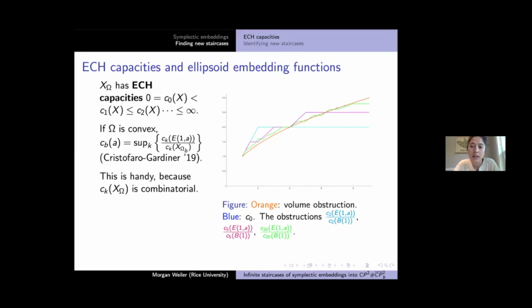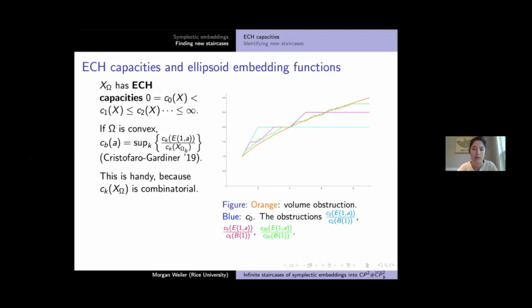This figure illustrates Christopher Gardner's result. You can see, again, orange is the volume obstruction and blue is C0. C0 is mostly covered up, but you can see it a little bit at the top. Then the obstructions from the second ECH capacity, the 5th and the 20th are in bright blue, pink, and green. This is, again, the Fibonacci stairs of McDuff-Schlenk, and you can see that the second ECH capacity gives you the first little step. The 5th gives you the second. The 20th gives you the third.